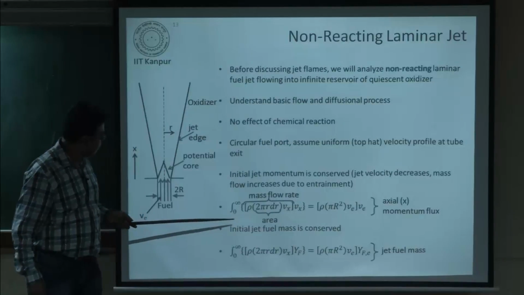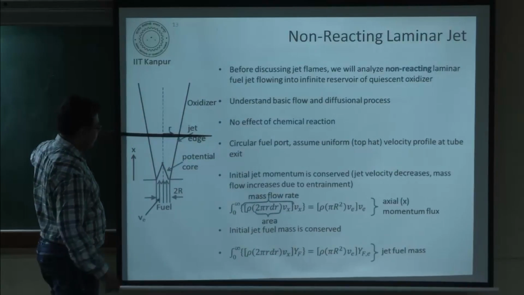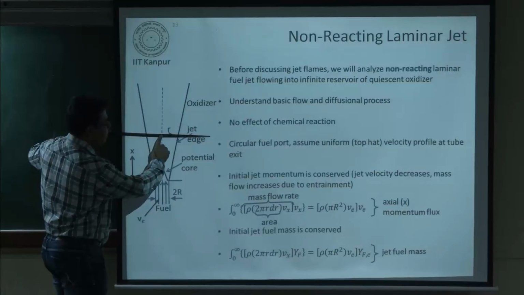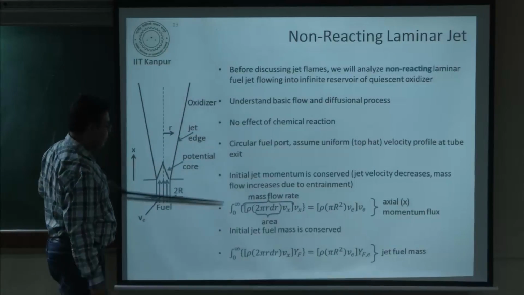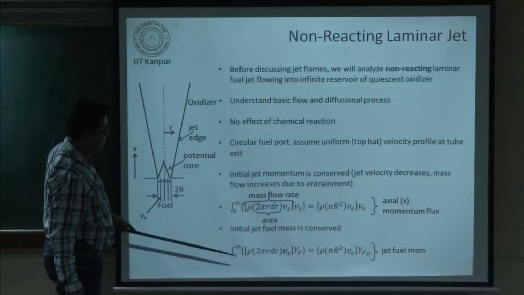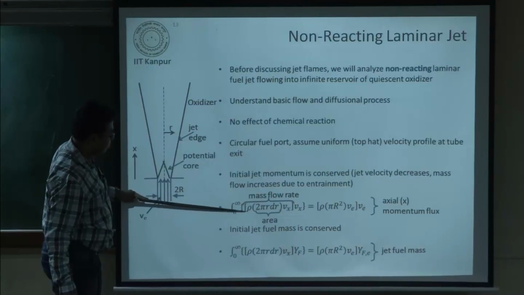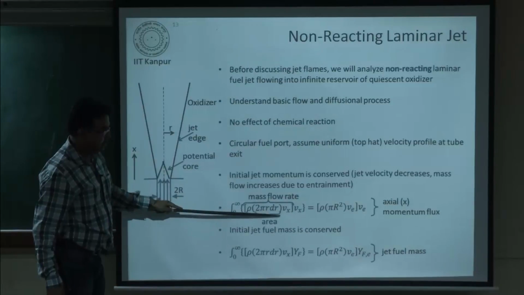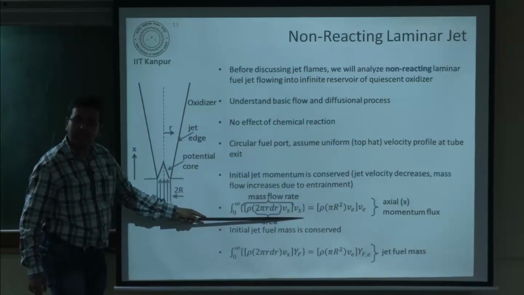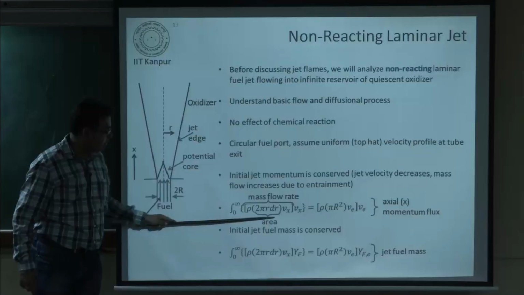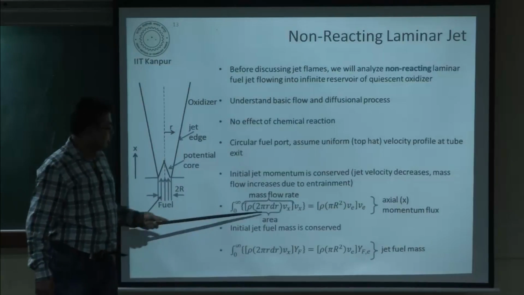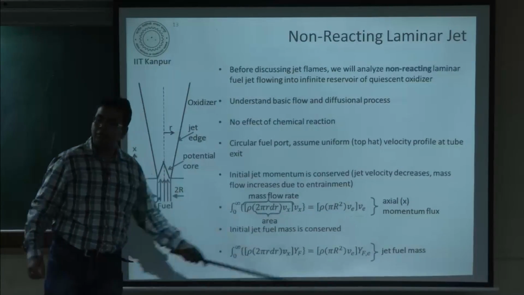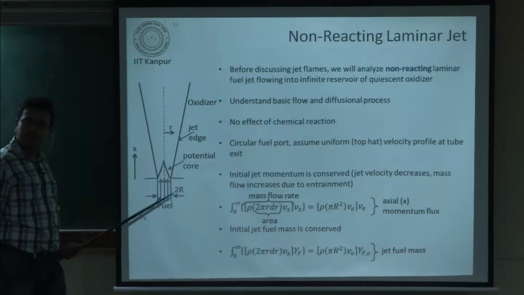So, this is the jet momentum. Suppose you take a cross section here and integrate from the center line to infinity, 0 to infinity. Within this square bracket you have the mass flow rate, and you are multiplying it with the axial velocity. So, this is the momentum flow rate, and that has to be equal to the momentum that is coming in.